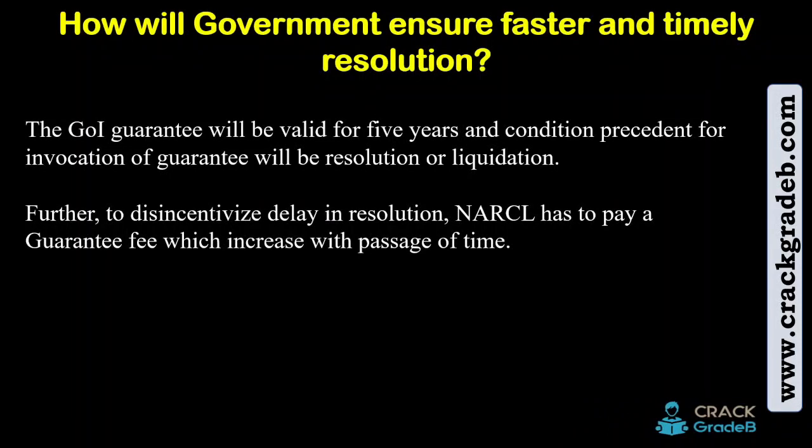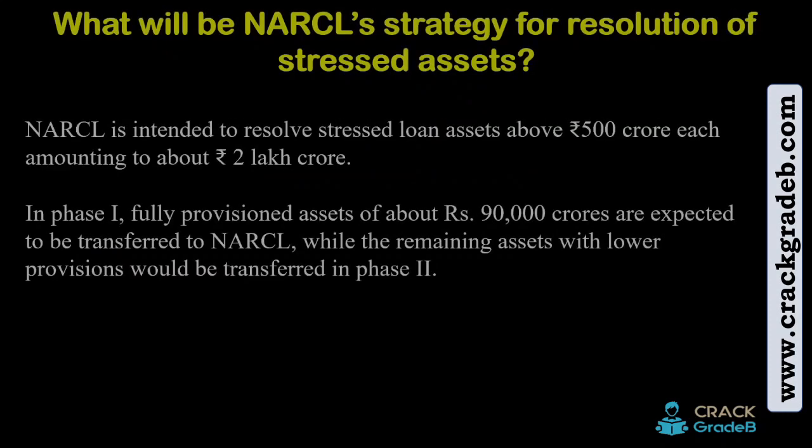Let's move and let's ask another question. How will the government ensure faster and timely resolution? Okay. So the Government of India guarantee will be valid for 5 years. So the Government of India is providing a security guarantee, right? So it will be valid for 5 years, and the condition precedent for the invocation of the guarantee will be the resolution or liquidation. Okay. Further, to disincentivize delay in resolution, NARCL has to pay a guarantee fee which increases with the passage of time. So there would be a guarantee fee. Okay. So let's move forward.